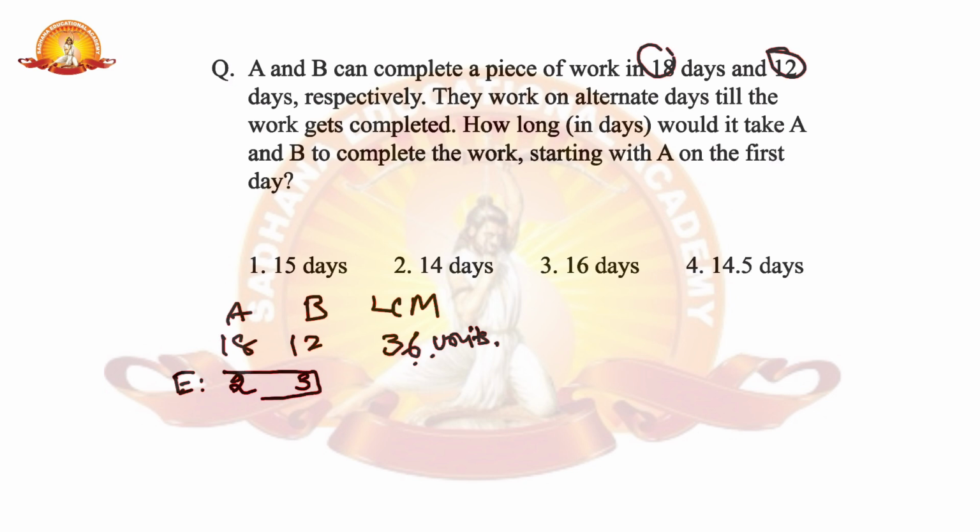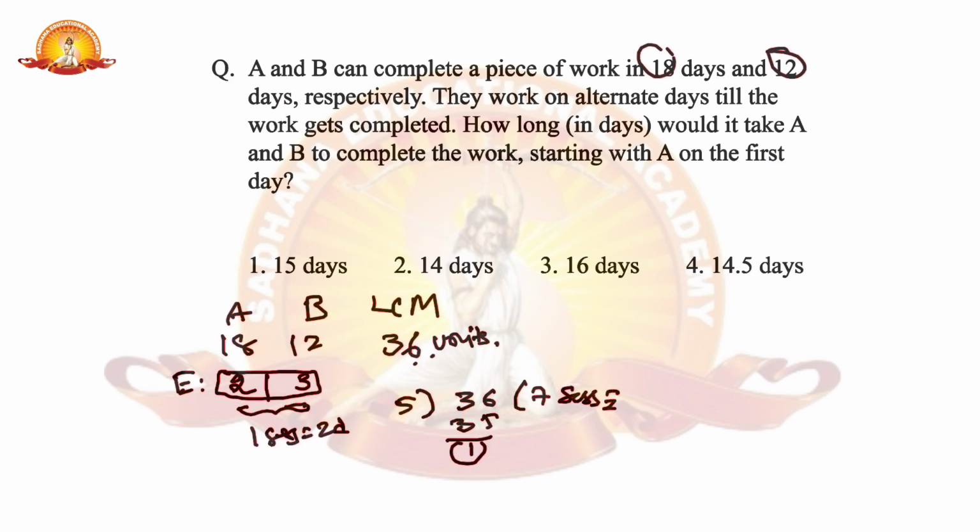As they are working on alternate days, let us take the first day A is coming, completing 2 units. Second day B is coming, completing 3 units. So they are together completing 5 units per session, where one session is equal to 2 days. 5 units, 36 units, total 7 sessions. 35 units completed. 7 sessions completed, and this is 14 days. And this 1 unit of work will be completed by A at the efficiency of 2 units per day. It will take a half day. Total time taken is 14.5 days. Therefore, fourth option is the correct answer.